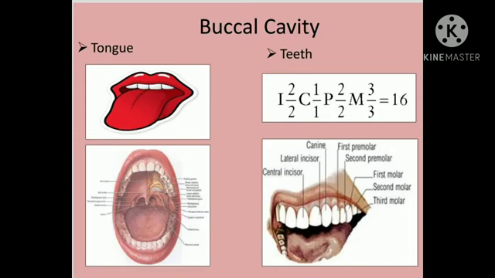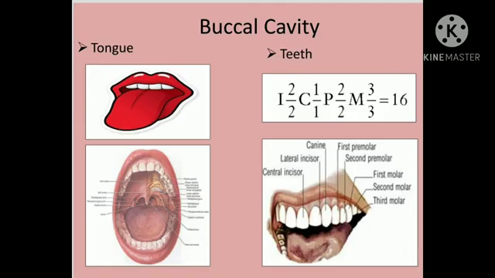Now coming to our next topic, that is the teeth. This is also part of the buccal cavity. We adult human beings have 32 teeth, present in the buccal cavity. Human dentition is described as thecodont, diphyodont, and heterodont. Dentition means the study of teeth.